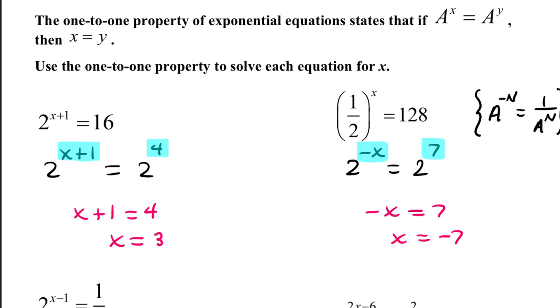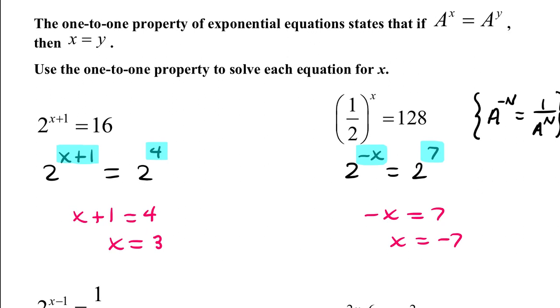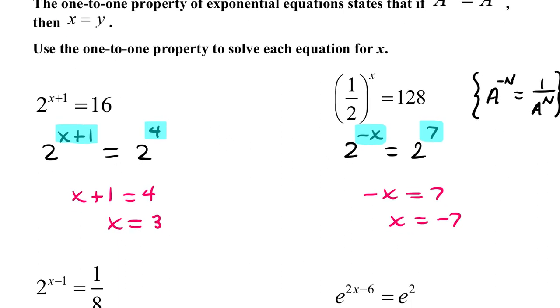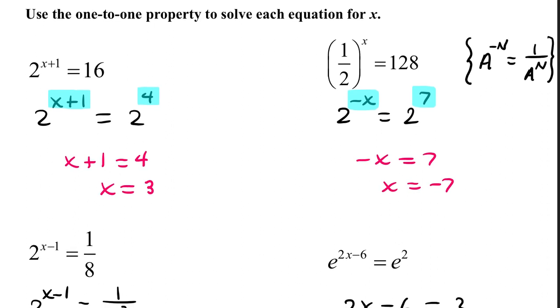There's a one-to-one property stating that if you can get a common base to be equal, then your exponents have to be equal. So let's use this one-to-one property to solve the following exponential equations.